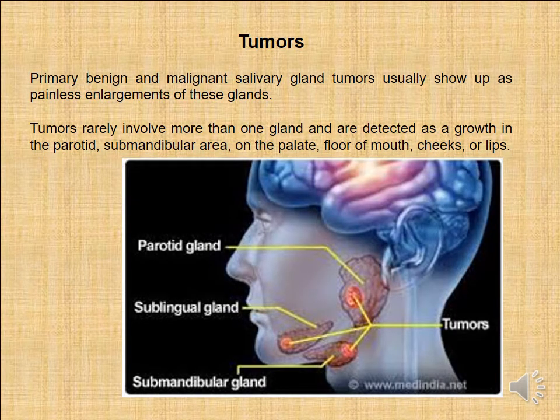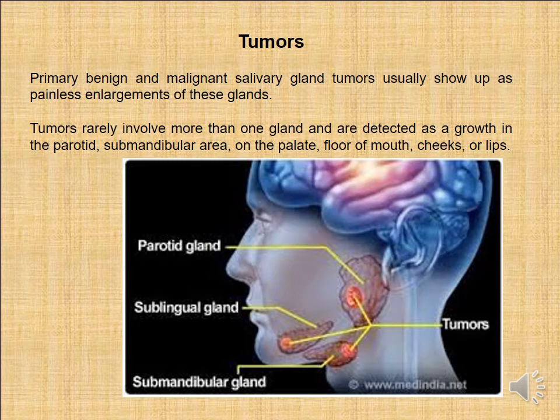Other disease is tumors, either benign or malignant. Primary benign and malignant salivary gland tumors usually show up as painless enlargement of these glands. In fact, like any tumor in the body, there is no pain during the enlargement and growth of the tumor within the glands. Tumors rarely involve more than one gland and are detected as growth in the parotid or submandibular area, on the palate, floor of mouth, teeth, or lip.